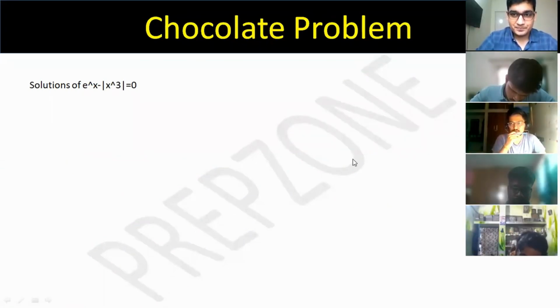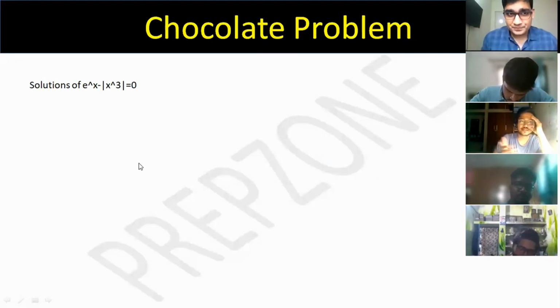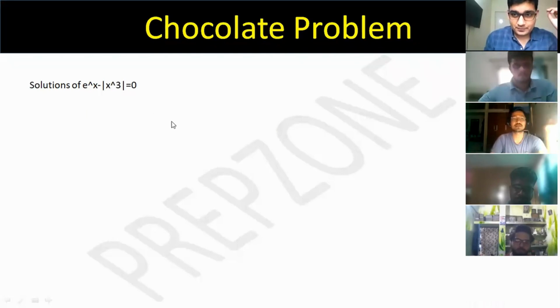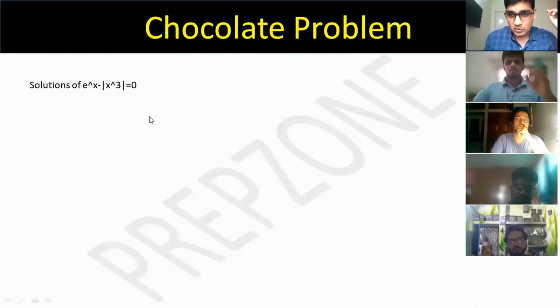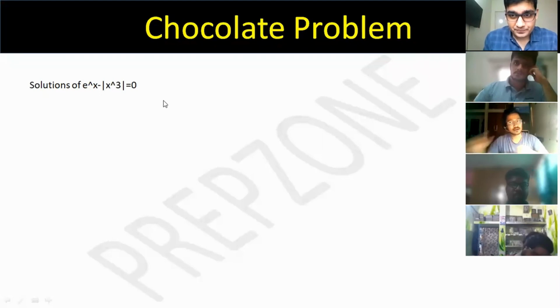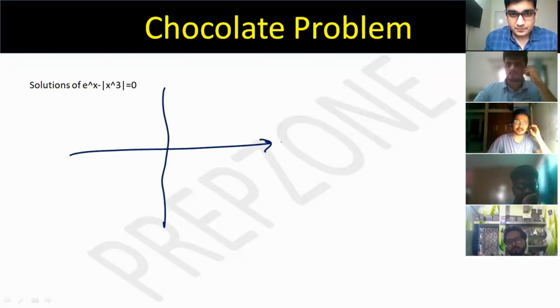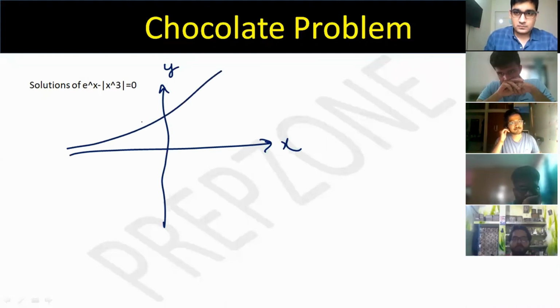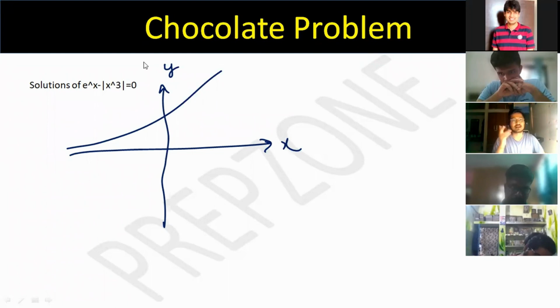Shivam, please explain. So we'll just shift the mod x cube to the other side and then we'll proceed with what we have been doing so far. How would the graphs look like? So e to the power of x. Yeah, so that's e to the power of x, and then x cube will go.